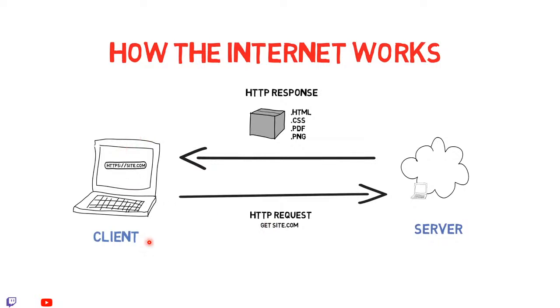So how does the internet work? This is the client. The client sends a GET request for site.com to the server, and the server sends back an HTTP response like HTML, CSS, PDF or PNG. So the client sends the HTTP request to the server, and the server responds with the HTML, CSS, PDF or PNG, so the client can see what's happening.